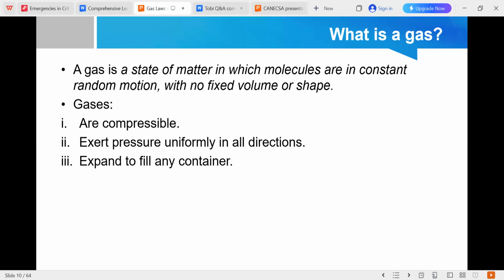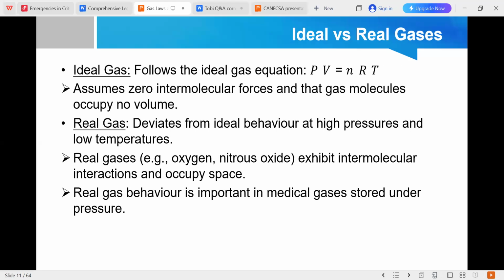What is a gas? We know that we have 3 states of matter: solid, liquid, and gas. A gas is a state of matter in which the molecules are always in constant random motion without any fixed volume or shape. Some properties of a gas are that it is compressible, it exerts pressure uniformly in all directions, and it will expand to fill any container into which it is put.